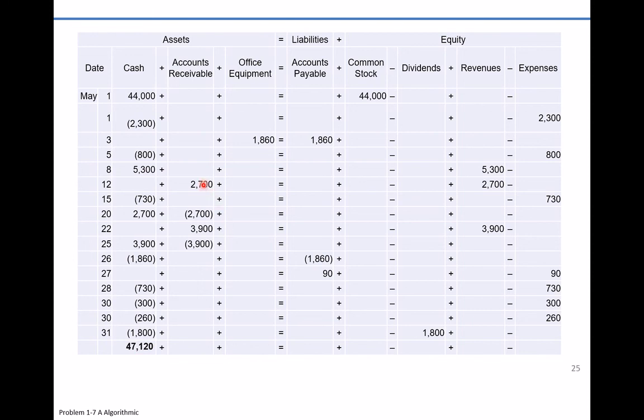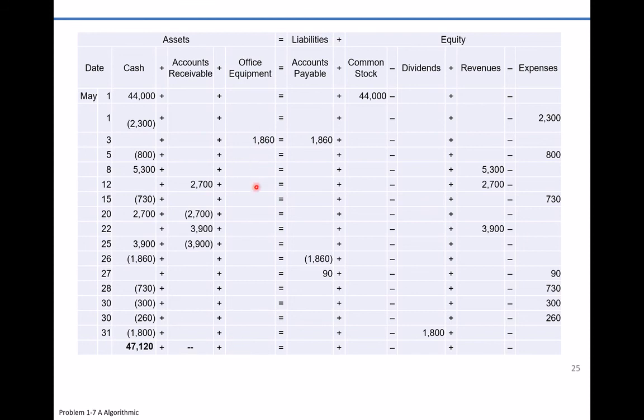Account receivables. Remember those customers? They got some consulting services. They got those on credit, so no cash was collected yet. But then when cash was collected, that credit was paid off. Then that IOU was created again, another one was created on the 22nd, sorry, and then it was paid off on the 25th. So total that up, and account receivables are actually zero by the end of the month.